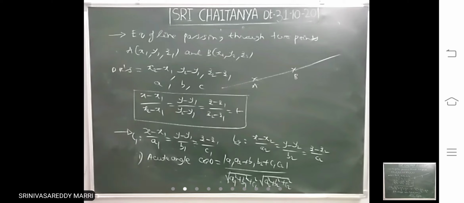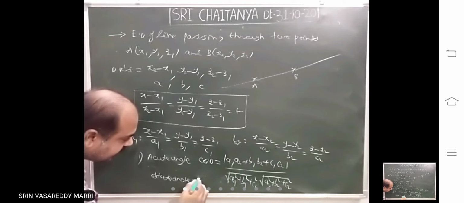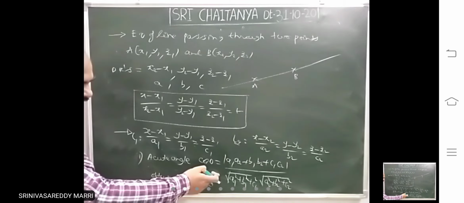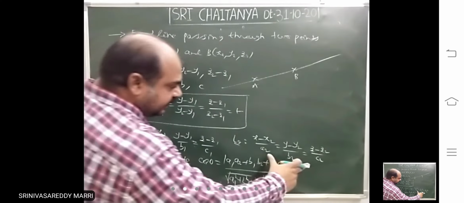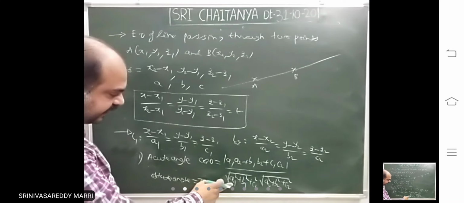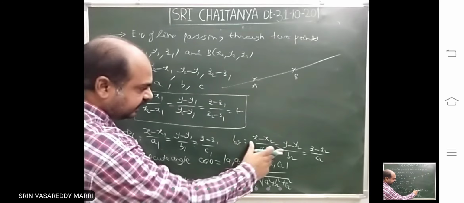The obtuse angle equals pi minus theta. The formula is the same. Yesterday we have done this: if the lines have DRs a1, b1, c1 and a2, b2, c2, then the angle between the lines is the same. Now the equation he will give.